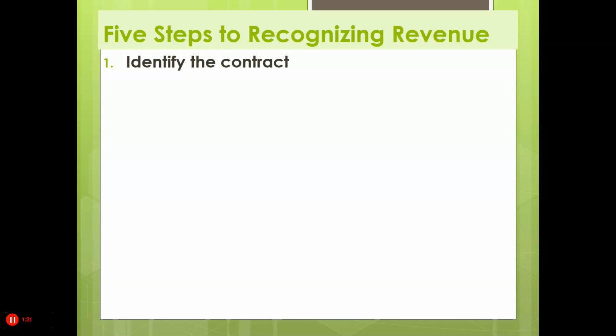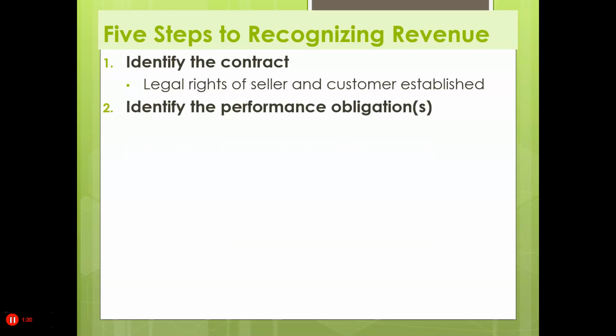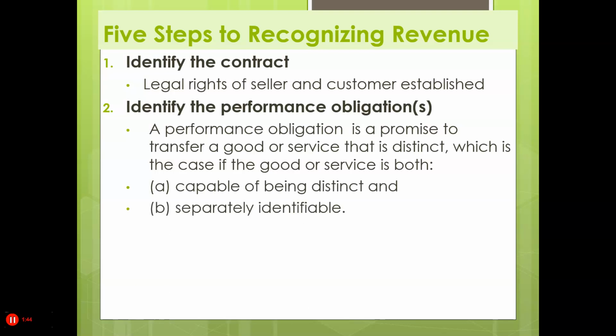First thing we need to do is identify the contract. The contract is the legal rights of the seller and the customer. Identify the performance obligation. What do you actually have to do? A performance obligation is a promise to transfer a good or service that is distinct, which is the case if the goods or services is both capable of being distinct and separately identifiable.